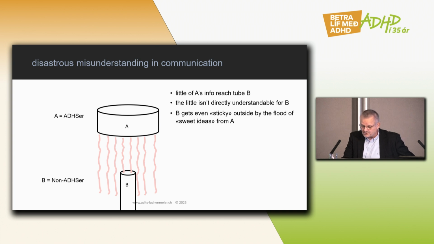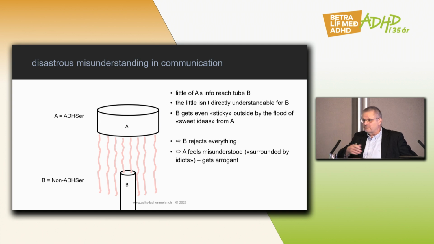So, of course, B does not accept these ideas. He says, crazy you, or whatever. He rejects everything. And of course, A feels, I'm surrounded by idiots. I mean, that's a feeling that I think every intelligent ADHDer knows very well. And I can understand that, I have that very often, but it's not true.